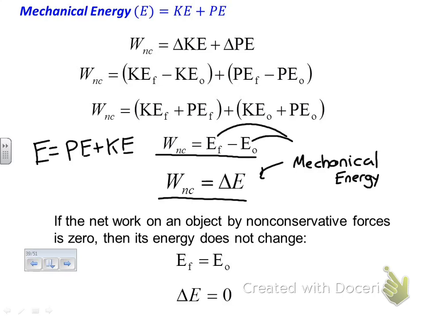So if you can find what the initial and final mechanical energy is, you can find the work non-conservative. If there are no non-conservative forces acting on an object, then you should find out that the final mechanical energy is equal to the initial mechanical energy. So if the change in mechanical energy is ever zero, that means the only forces that are acting on the object are conservative forces, meaning things like gravity.